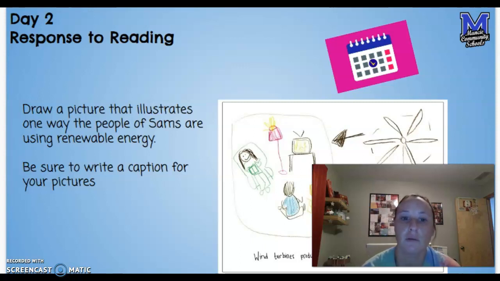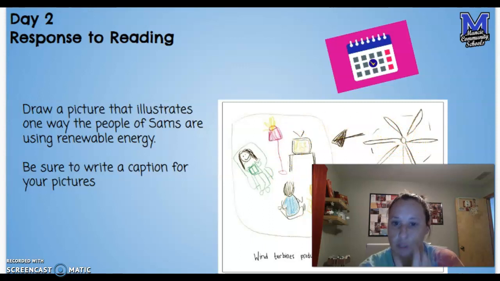So now you're going to pick a drawing that you want to do that illustrates one way that the people of Samso are also using renewable energy. So here's a picture that we drew over here, and then you're going to write a caption that tells about your picture. And remember, a caption is just usually 1 to 2 sentences that tells what's going on in your picture. Okay, so this one was about wind turbines.